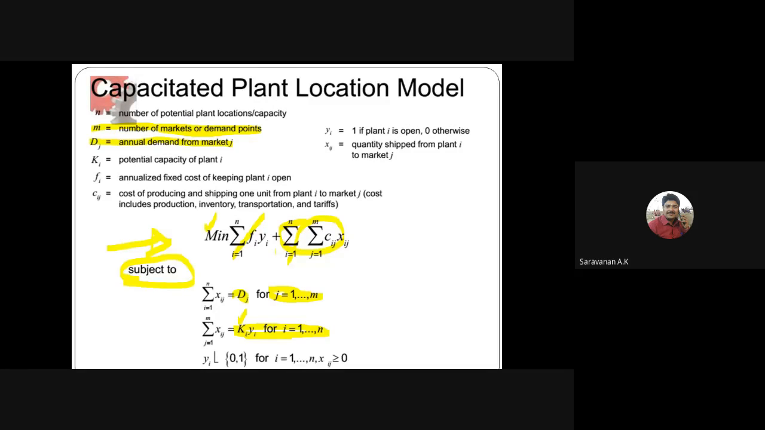And the third constraint is to enforce that each plant is either open or closed. See here the Yi: if we place a 1, the plant is open. Otherwise, with 0, the plant will not open. So each plant is either open or closed, and the Yi value will be either 1 or 0.